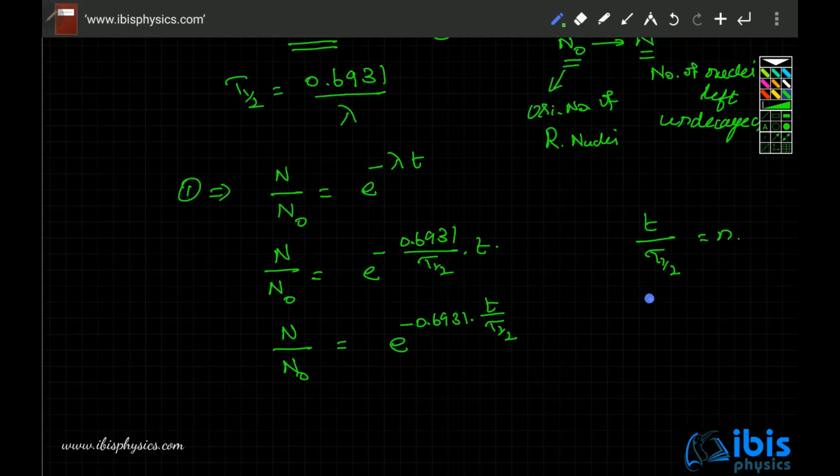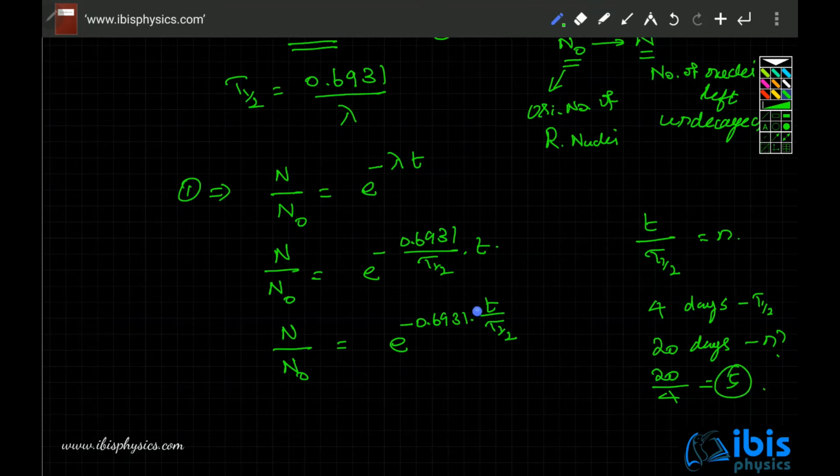For instance, a radioactive element has 4 days of half-life. Suppose in 20 days, how many half-lives are there? 20 by 4 will give you 5. That means 5 half-lives are there in 20 days. So this one is called the number of half-lives.